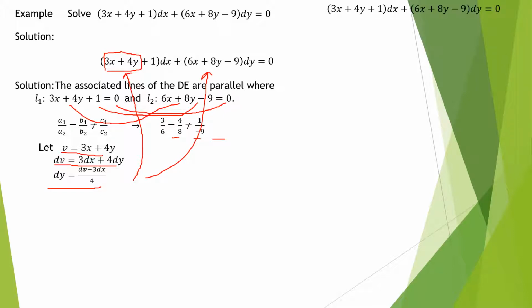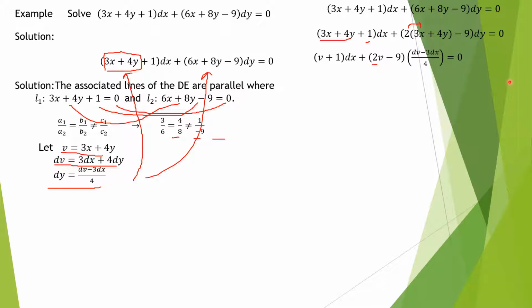This is our original equation. Then this can be written as (3x + 4y + 1)dx + 2(3x + 4y) - 9 dy = 0. Plug in this substitution. This is v + 1, this is (v + 1)dx, and this is 2v, which is 2 times 3x + 4y, minus 9 times dy, which is (dv - 3 dx)/4, equals 0.